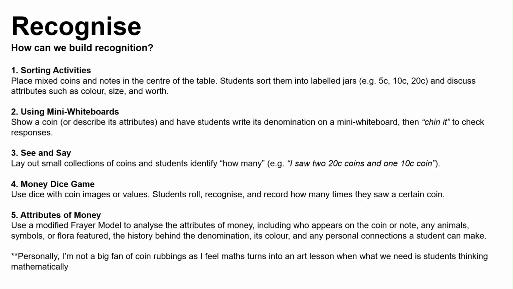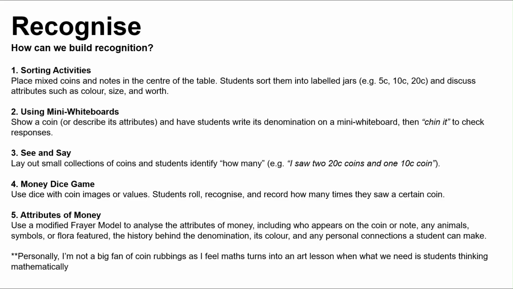So how do we build this idea of recognition when it comes to understanding money? Well, we could do sorting activities, placing mixed coins and notes in the center of a table. Students can sort them into jars labeled 5 cents, 10 cents, 20 cents, and discuss the attributes such as the color, the size, and the worth. You might use mini whiteboards, show a coin or describe its attributes and have students write down the denomination on the whiteboard and then what I like to call chin it. So to check for responses, that's immediate feedback and you can identify who knows different attributes of coins and identifies immediately and recognizes those coins.